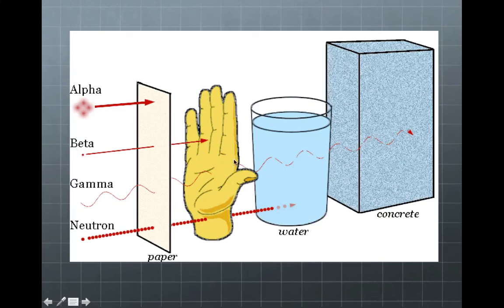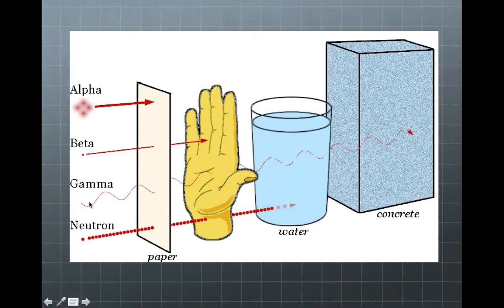Beta will go through paper usually, but your hand will usually stop beta, because beta is just a little electron, right? So your hand stops beta usually. Gamma, remember, is really high energy. It goes straight through paper, it will go straight through your hand, it will go straight through water, and it takes a pretty sizable chunk of concrete. I forget how many feet of concrete you have to have, but it's several feet of concrete before gamma radiation will be absorbed. So if you want to protect yourself from gamma, you better be in like a serious bunker. Fallout shelters have to protect you from gamma, because gamma is what's released from an atomic bomb. So yeah, gamma, bad, bad, bad, bad, gamma.